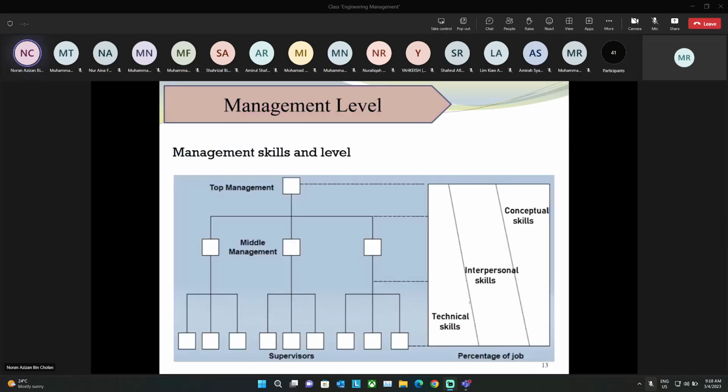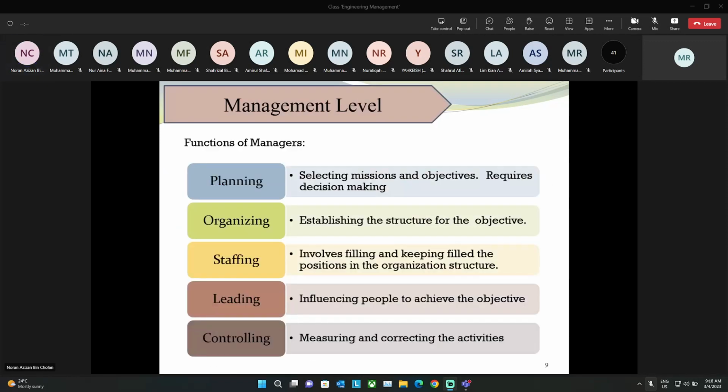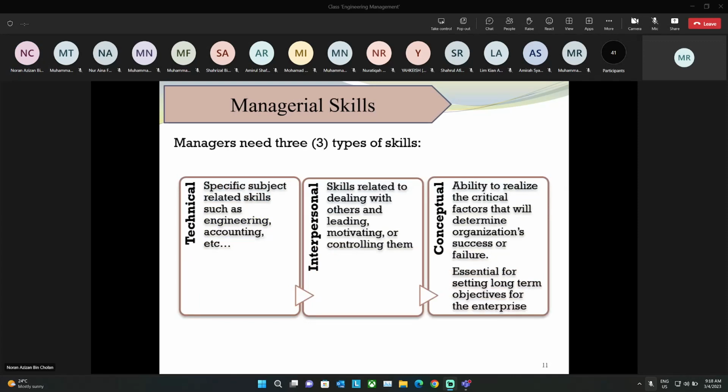Okay, we try to finish the managerial skill. So what are the skills required for the managers? First, there are three types of skill, and the first is the technical skill. So technical skill is basically what you are learning now in the undergraduate, right?